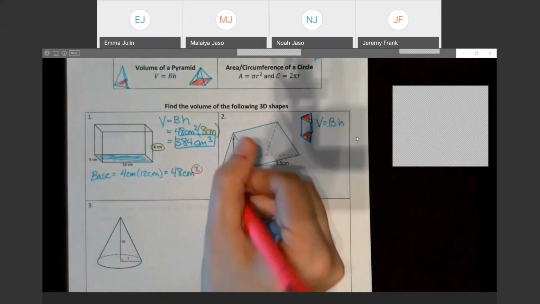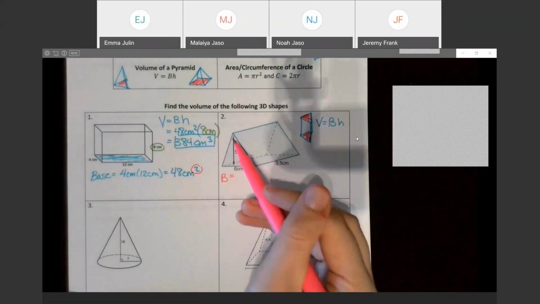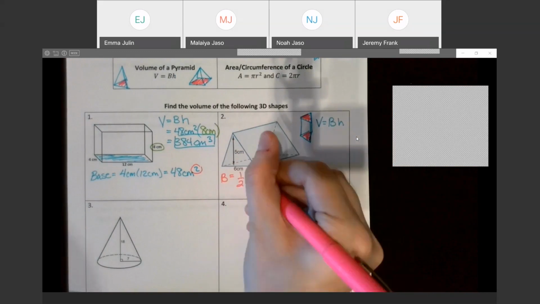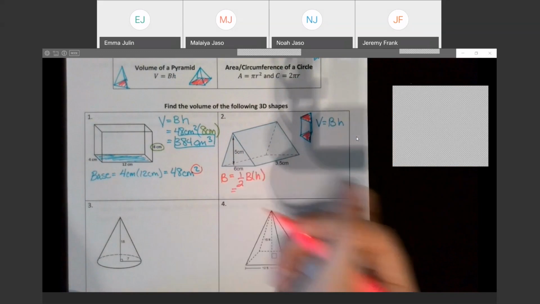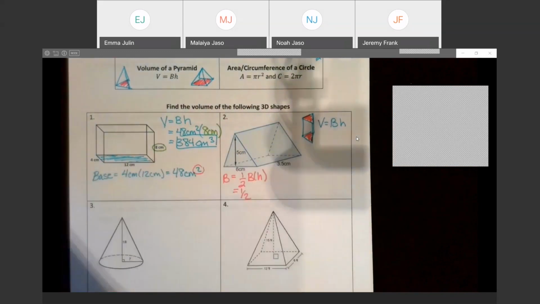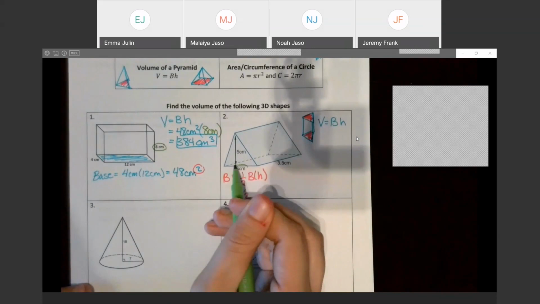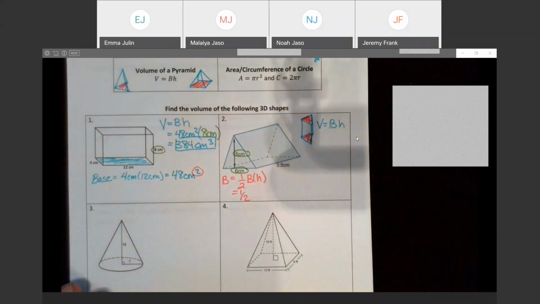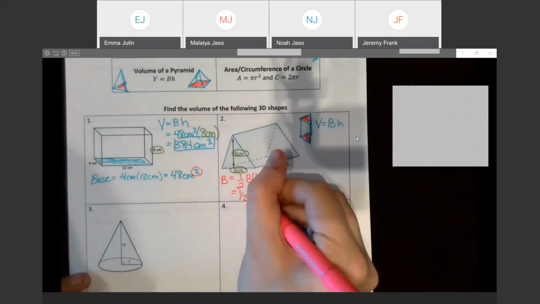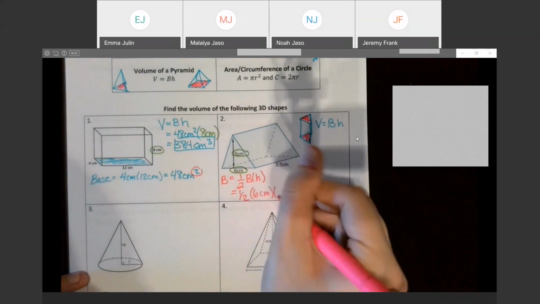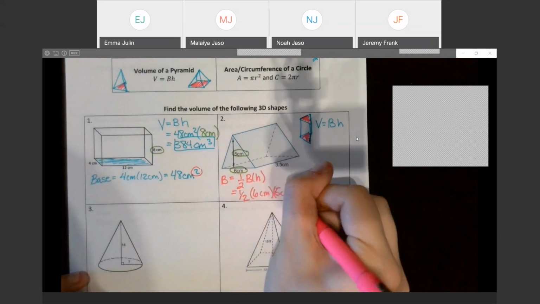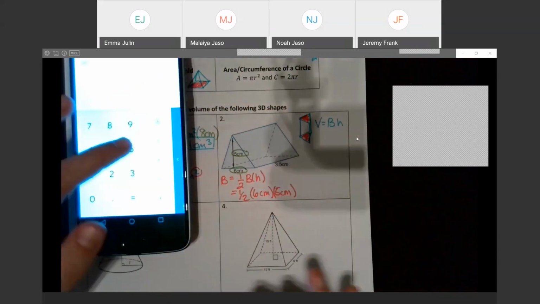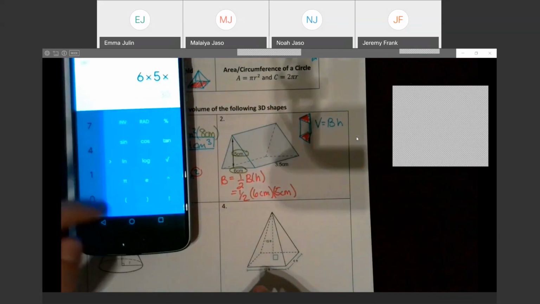my base is going to be the triangles right here. So it's just going to be 1/2 the base of my triangle times the height of my triangle. And when I substitute in everything, I can see that the base of my triangle is 6 and my height is 5. I'll just plug them in just like that. My base is 6 centimeters and the height is 5 centimeters. And if I plug that into my calculator, 6 times 5 times 1/2.